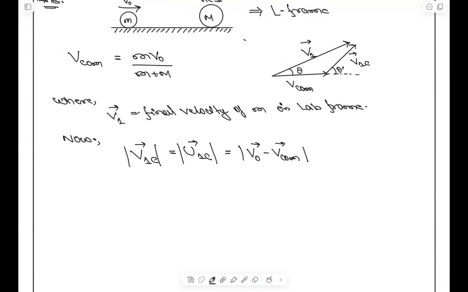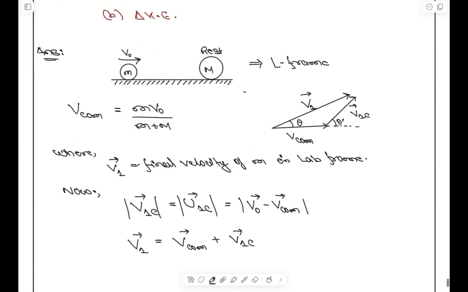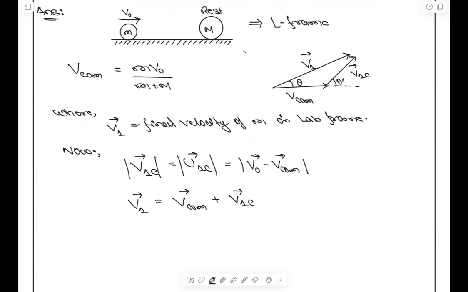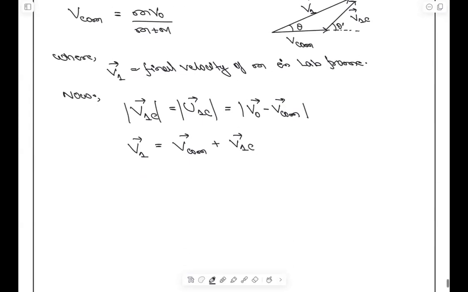Can I write? Use this triangle. V1 sin theta is equal to V1C sin theta dash. You can write this thing: V1 cos theta plus V center of mass equals V1C cos theta dash. Yes or no? From this triangle. Yes, sir. Try to understand the flow, that how you will think in the examination. The very solution of this question does not matter, it is how you will approach this question. Now just square them.